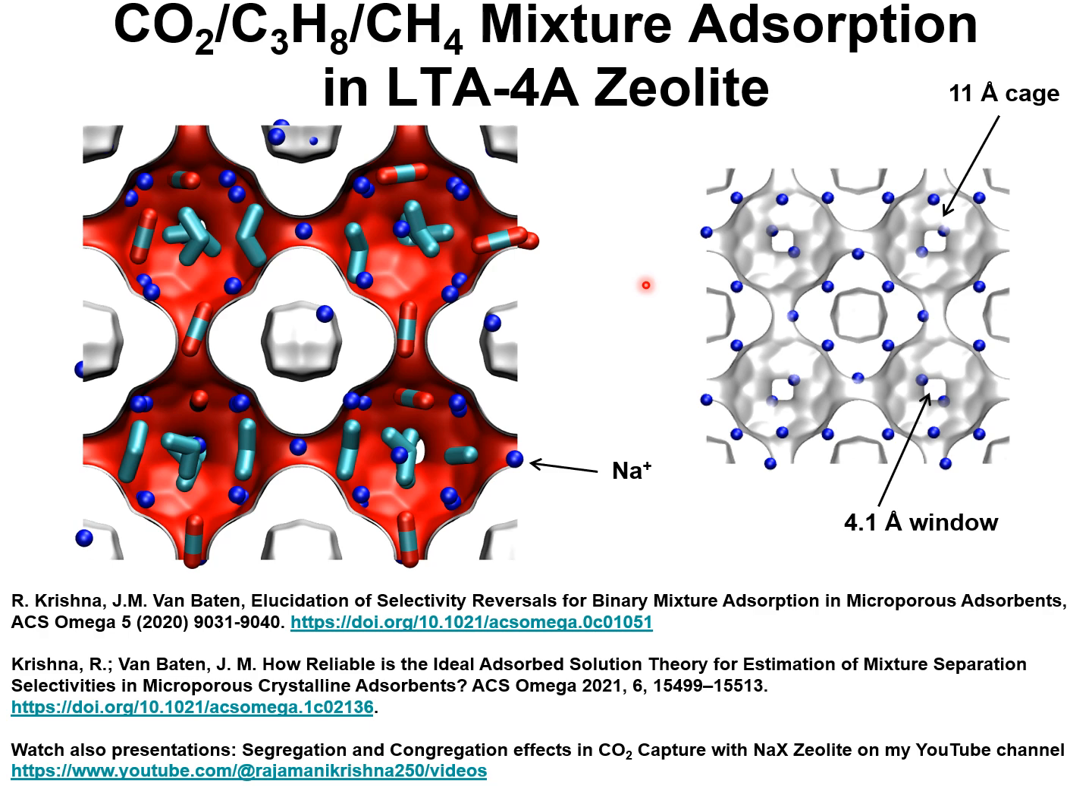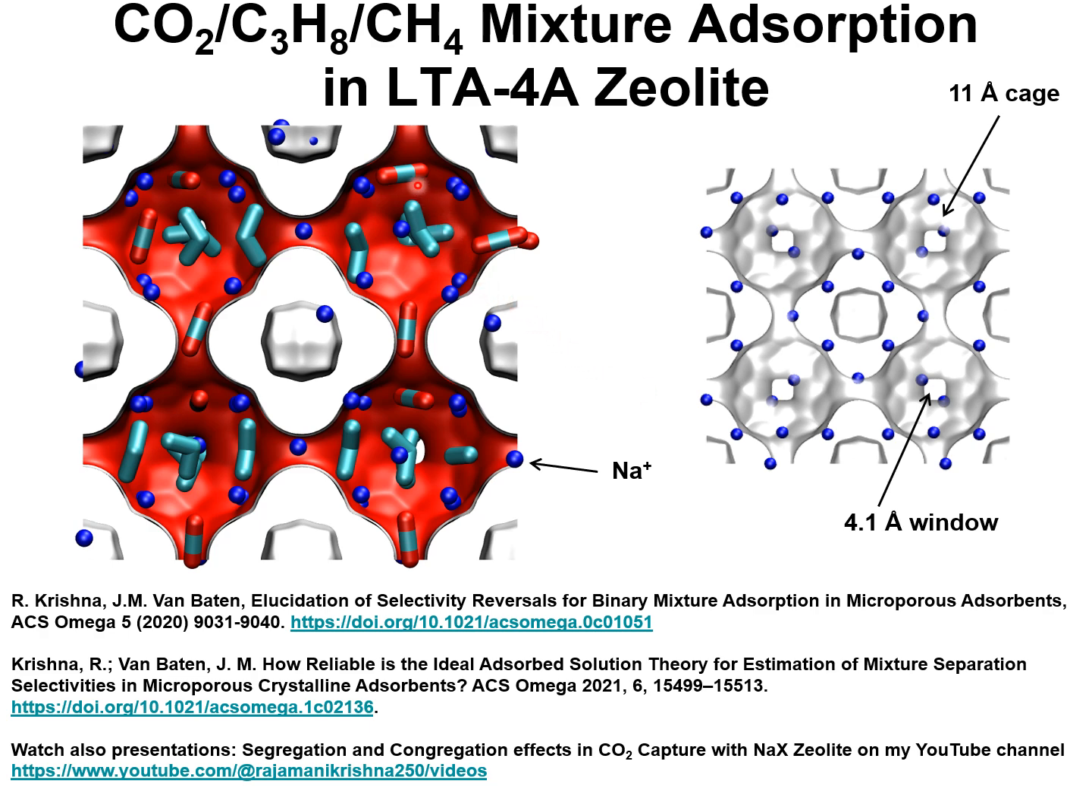LTA-4A consists of cages of approximately 11 angstrom in size. Each cage is separated from adjacent cages by windows which are approximately 4.1 angstrom in size. The blue spheres are extra framework sodium cations, and these sodium cations partially obstruct the window regions, and diffusional limitations are particularly strong in LTA-4A zeolite. LTA stands for Linde Type A.